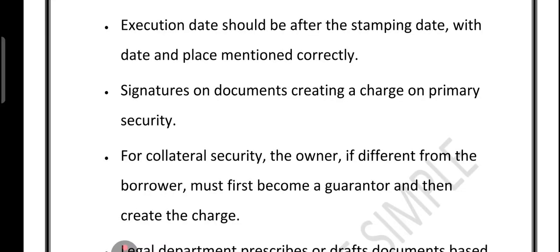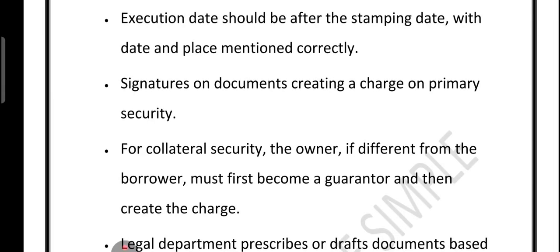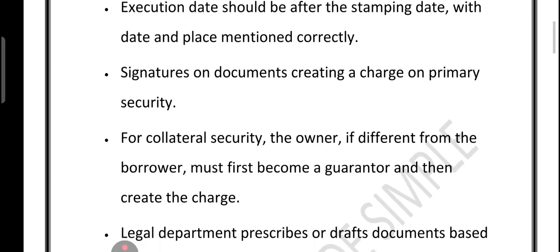Then one more thing is that if the loan is backed by a primary asset, the charge must be clearly mentioned and signed also. Suppose a home loan is given, right? And it is backed by a primary asset, like the house, which in this case is itself a primary asset. So the charge must be clearly mentioned and signed.